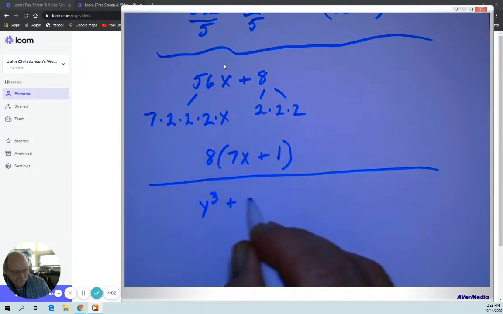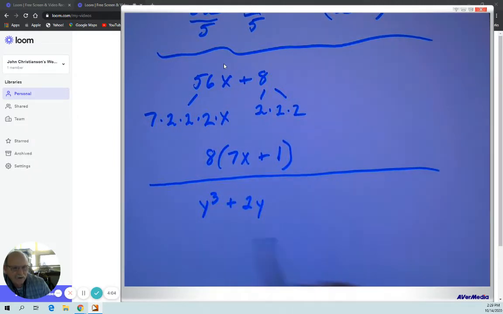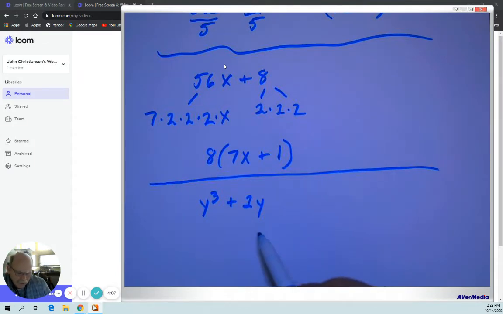So y cubed plus 2y. So this is a polynomial, and it's got 2 terms. Even though the terms don't, this one technically does have a 1 in front of it, right? They don't have to be that way. You could have just 1 plus 2y be the same. So factor things out. Now here the factors of this are y times y times y, right? And the factors of this are 2 times y. So what do they have in common?